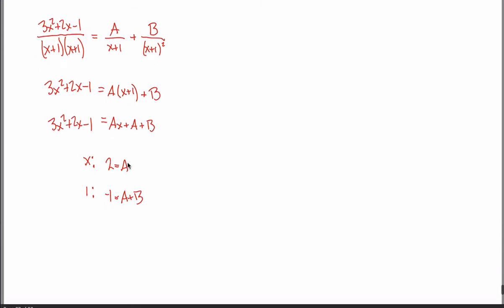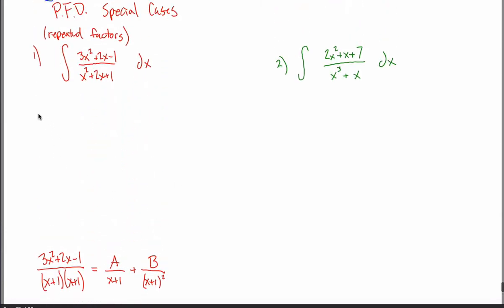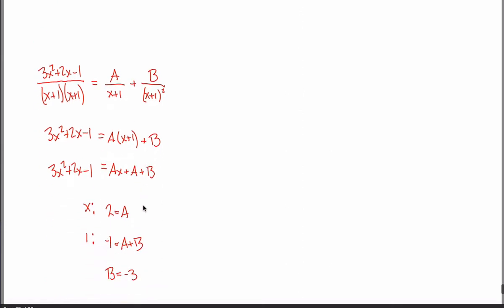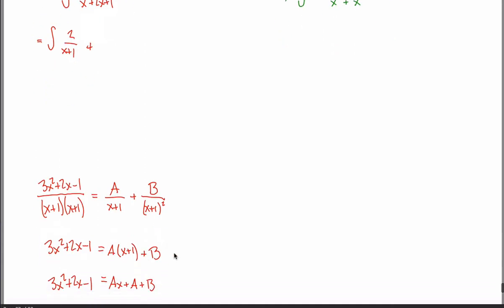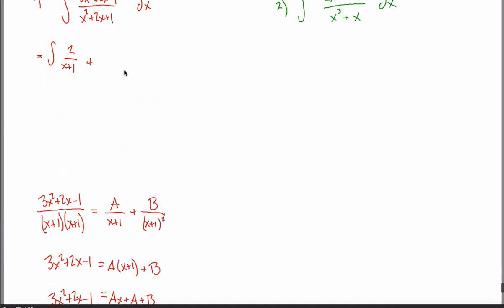If a is equal to 2, well then I can plug that in down here, and I get -1 equals 2 plus b. If I subtract 2 from both sides of the equation, I get that b is equal to -3. I've solved for a and I've solved for b. I know what numbers go here and here, and that allows me to rewrite the original integral as the integral of, instead of a over x plus 1, 2 over x plus 1. And instead of b over x plus 1 squared, I can write -3 over x plus 1 squared.